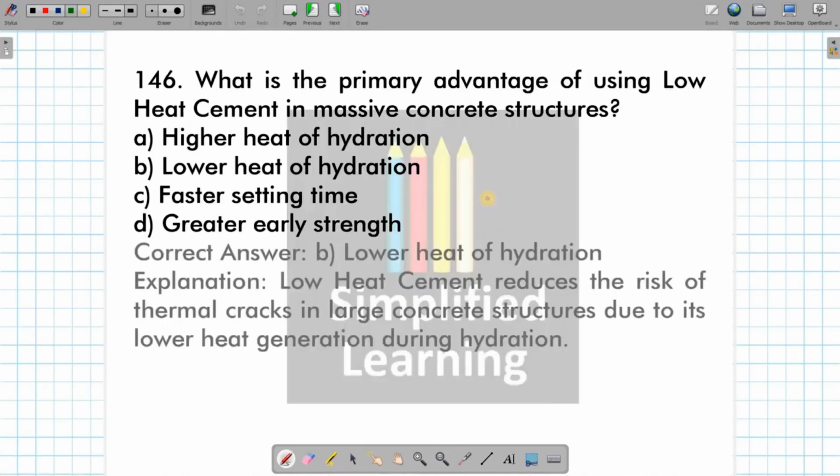And what is the primary advantage of using low heat cement in massive concrete structure? See, in massive concrete structure, if we are going to ignore the heat of hydration, then it is going to cause problems such as heat cracks. Okay, the massive cracks can be seen on the concrete structure after it has properly set because of high heat of hydration. In this case, we are going to consider a mix which gives out lower heat of hydration, right? Obviously, low heat cement is going to generate lower heat of hydration.